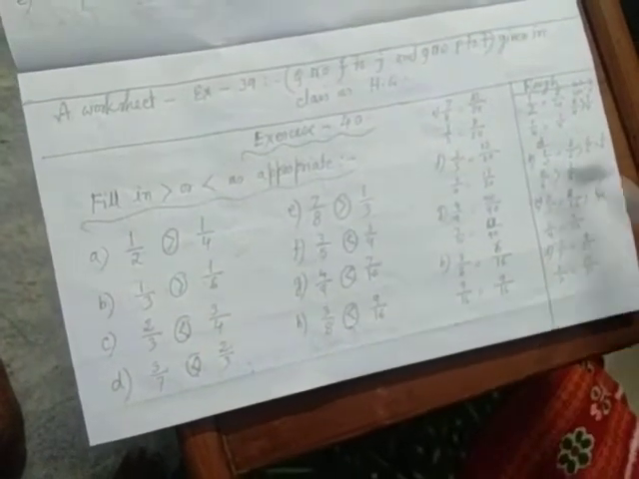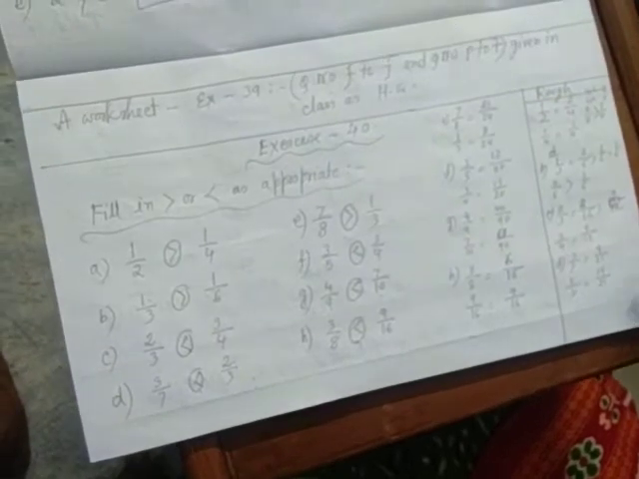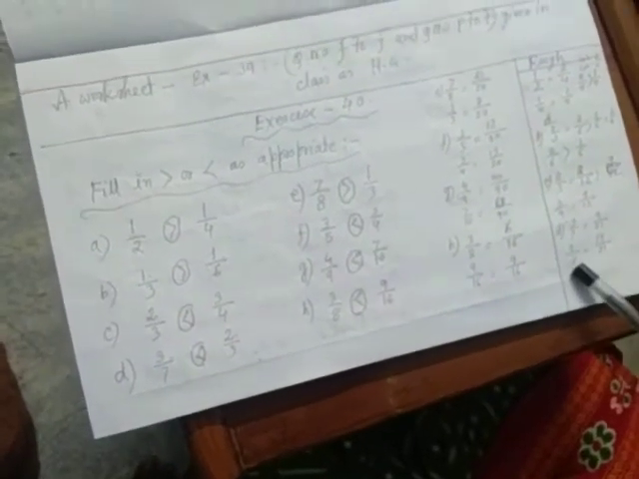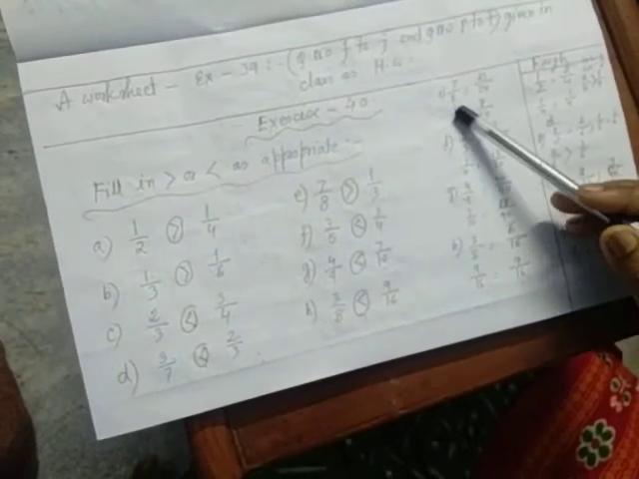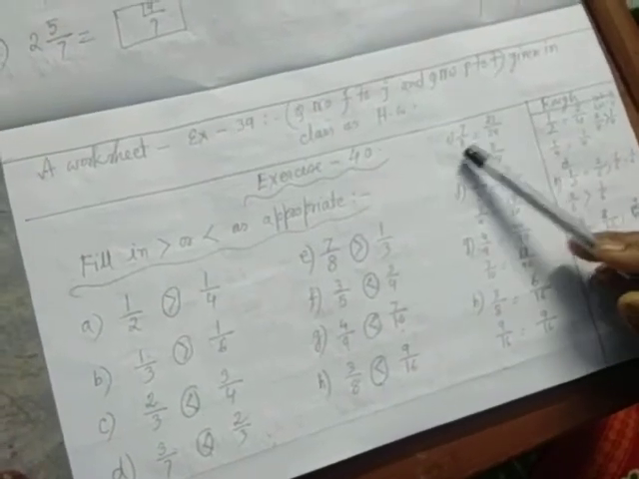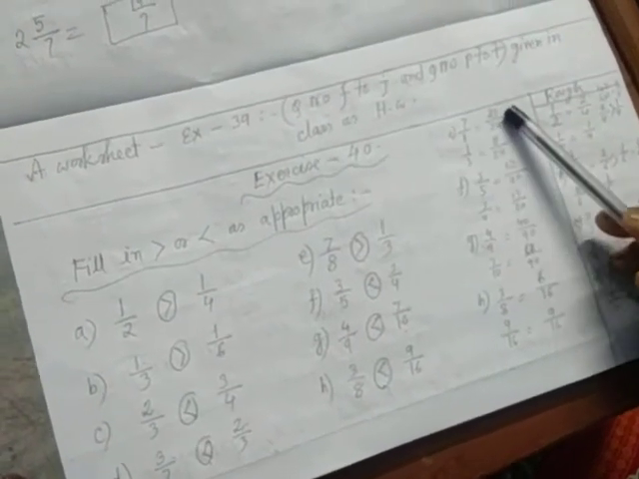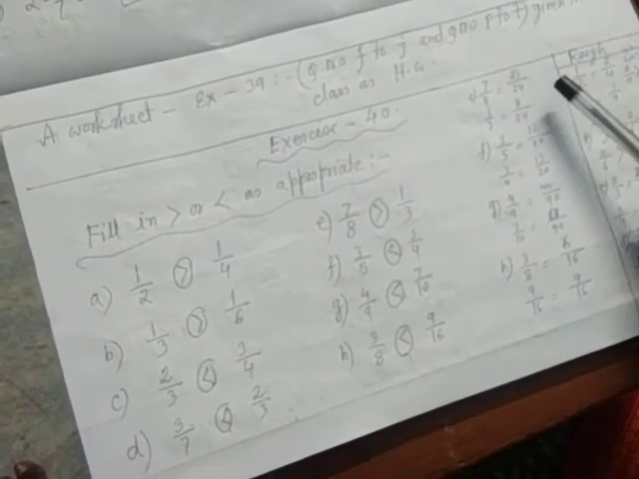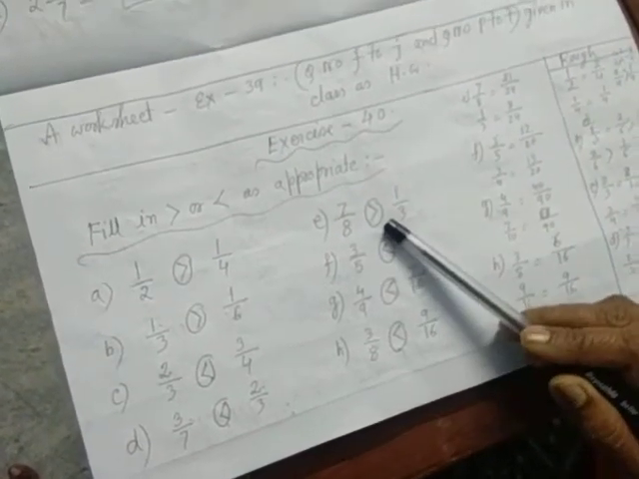7 by 8 and 1 by 3, I will do all this maths here. 7 by 8 equal to 21 by 24. 3 eights are 24, 3 sevens are 21. 1 by 3 is 8 by 24. 21 is greater than 8, so it is greater than.